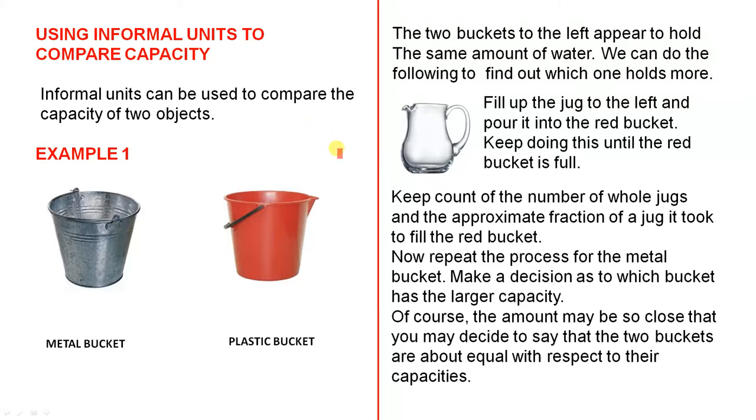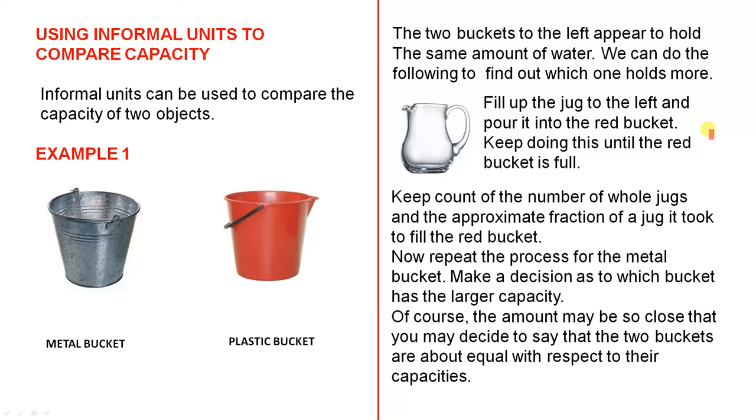Using informal units to compare capacity. Informal units can be used to compare the capacity of two objects. So here we have a metal bucket and a plastic bucket. The two buckets to the left appear to hold the same amount of water. We can do the following to find out which one holds more.